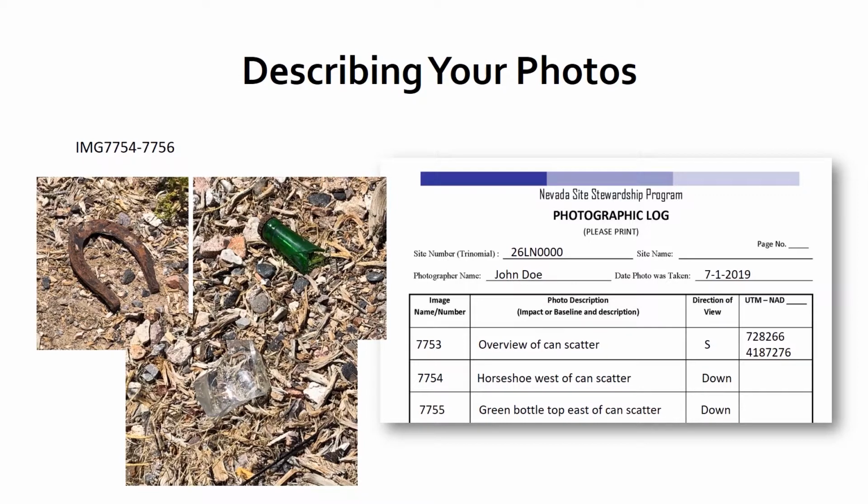There's no direction of view for these photographs because the photos are taken straight down. However, in the description, it explains where in relationship to the can scatter the object was found. For example, with the horseshoe, it was west of the can scatter, and the green bottle top was east of the can scatter.